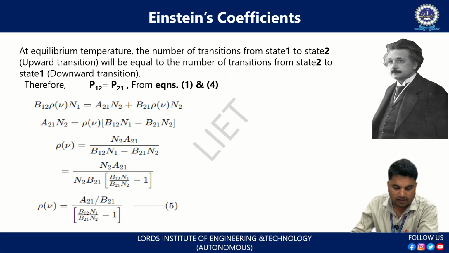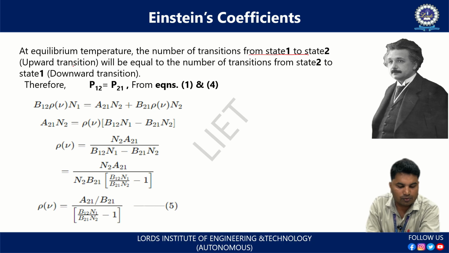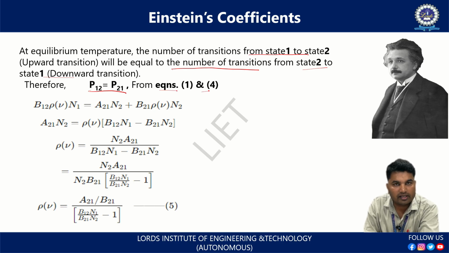Let's see further. At equilibrium temperature, the number of transitions from state 1 to state 2, that is upward direction, will be equal to the number of transitions from state 2 to state 1, downward direction. Therefore, the equation will be P12 is equal to P21. Considering equations 1 and 4, we can write B12 rho of nu N1 is equal to A21 N2 plus B21 rho of nu N2.